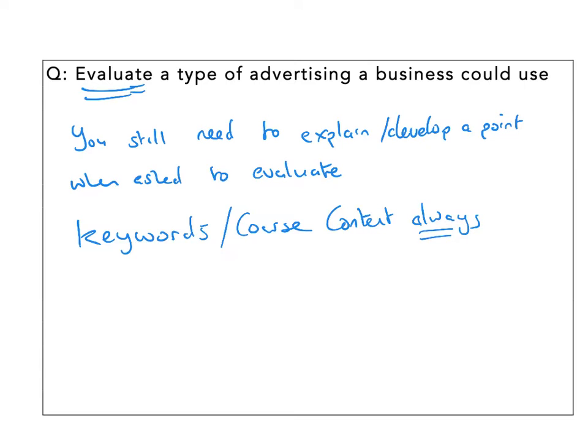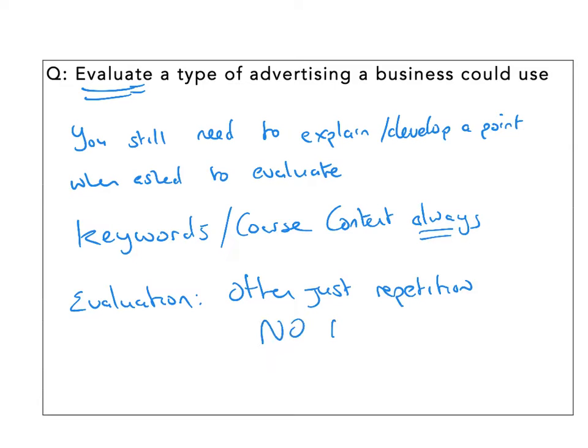So if we're looking at evaluate, you still have to explain and develop a point when asked to evaluate. You always need the keywords, of course, bar, say, define or name or list. And evaluation then can often just be a repetition, and the Leaving Cert chief examiner is always saying that that's a weak point that they see with students.